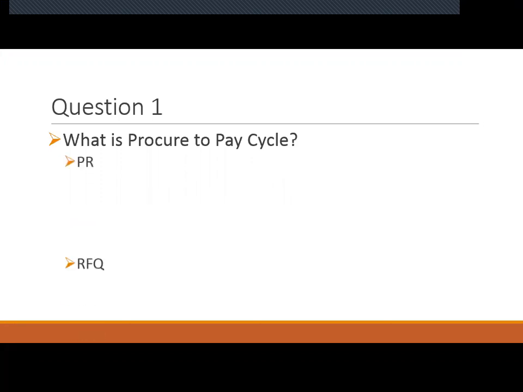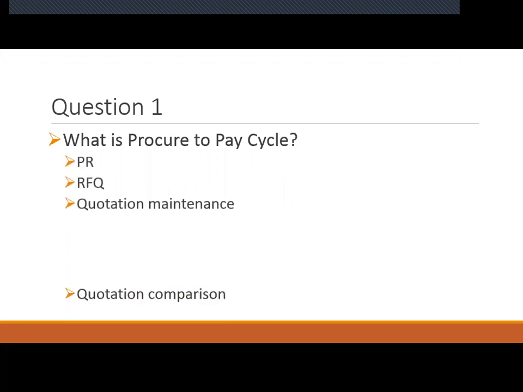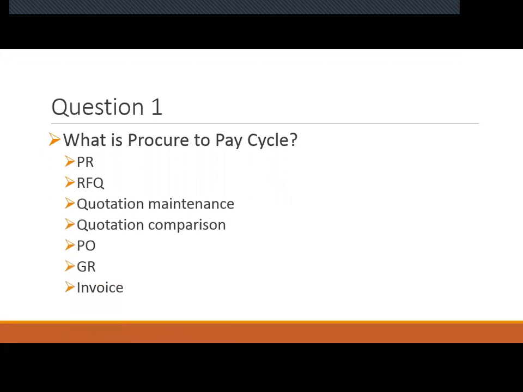First question. They may ask you what is procure to pay cycle. You have to say that it starts with purchase requisition and ends with invoice verification. So the first one is request for quotation, and then quotation maintenance, quotation comparison, vendor selection, and then you create the purchase order, goods receipt, and finally invoice verification. This is the first question.